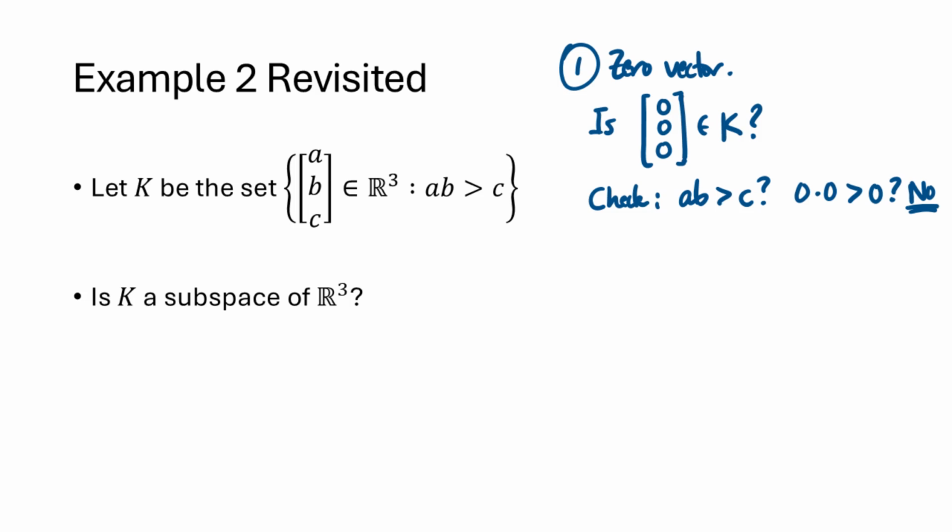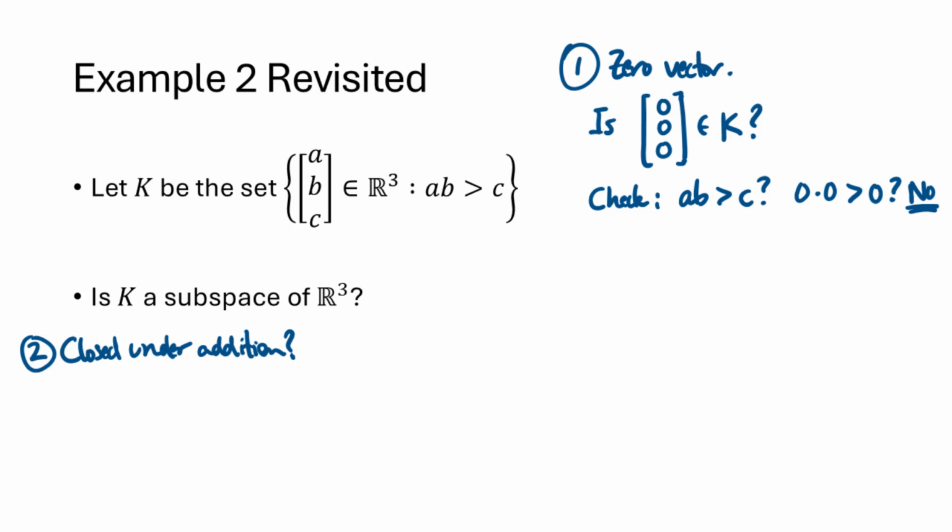Now, just for clarity, I'm going to go through checking whether K is closed under addition and closed under scalar multiplication, but keep in mind that we don't have to be doing that. If the question is whether K is a subspace of R3, we've answered that question and we know that the answer is no. But just for the sake of argument, can we think about whether K is closed under addition?